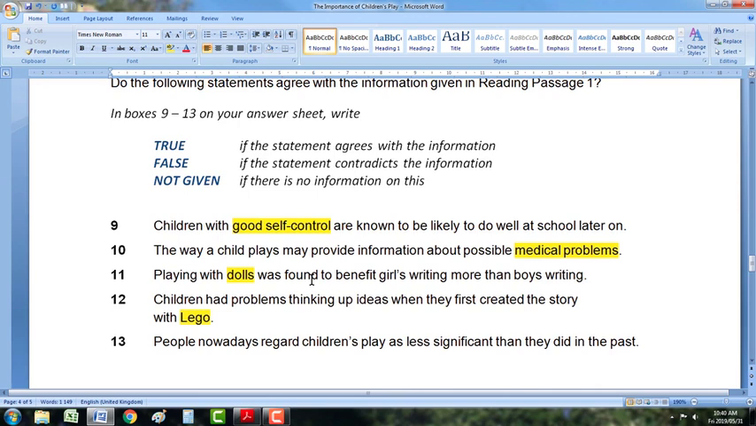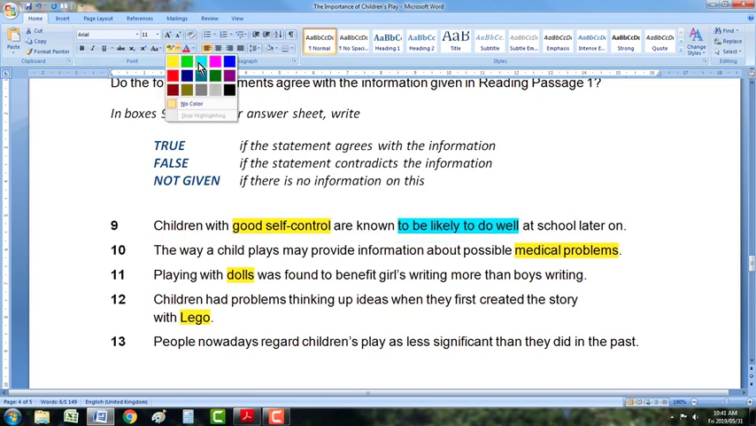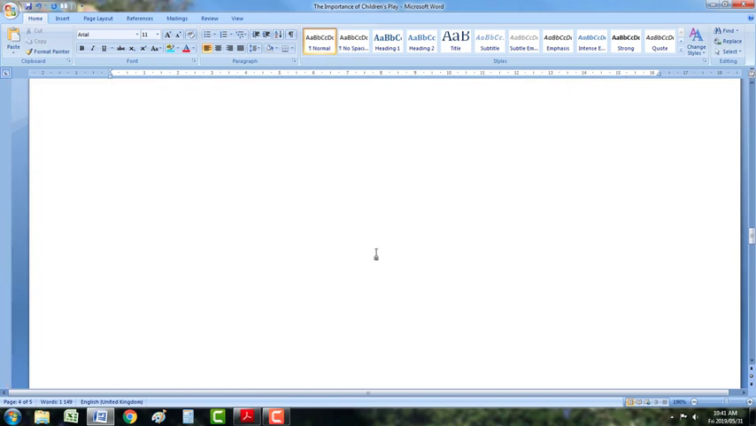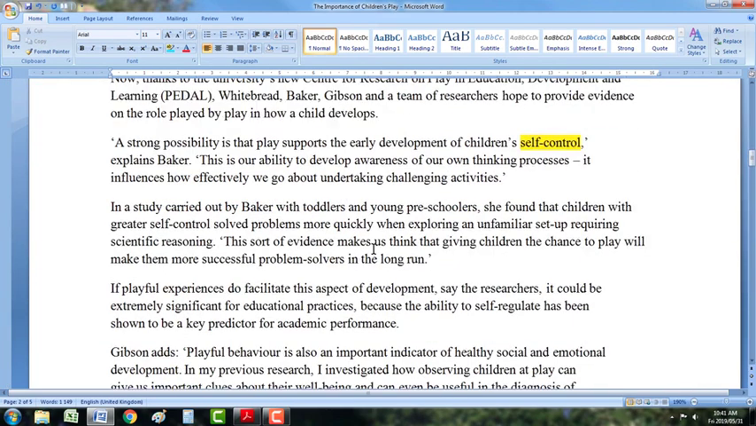You should watch my true, false, not given video if you get the chance. Children with good self-control are known to be likely to do well at school later on. Do well at school later on. So the target language for me is to be likely to do well. Maybe even just that word, but it's actually that whole phrase. If they have good self-control, is it likely that they will do well at school later on? Maybe we can also scan for school, it might be there. So we're looking for good self-control.